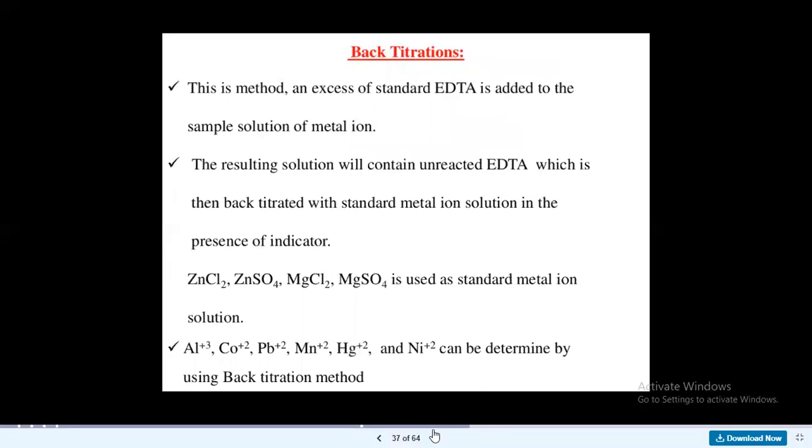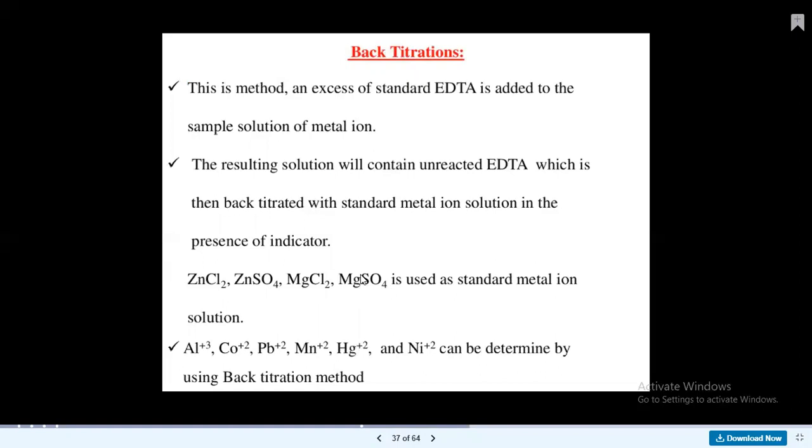Back titration आपके पास है when the reaction is slow, mostly it is performed when we have a nickel one. Nickel, that is a very slow reaction with that of a metal one. And the third reagent, again here we use the metal one because we want to quantify the leftover volume of the EDTA, because we use an excess volume of the EDTA, so that leftover volume can be quantified with the help of metal one, either in the form of zinc sulfate, magnesium or magnesium sulfate.